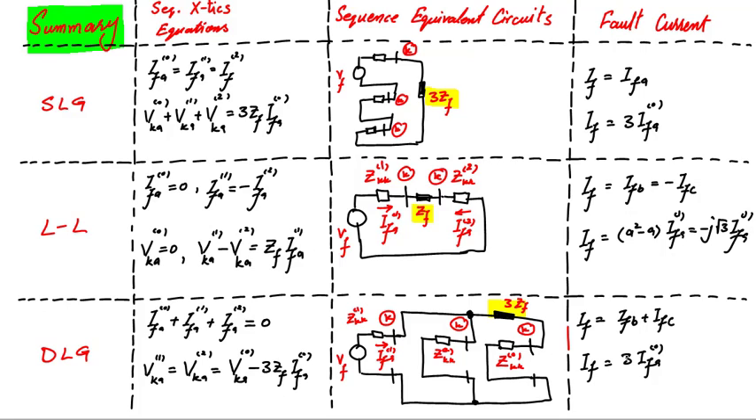So here I have summarized the characteristic equations, the sequence equivalent circuits, and the definition of fault current for three unsymmetrical faults.